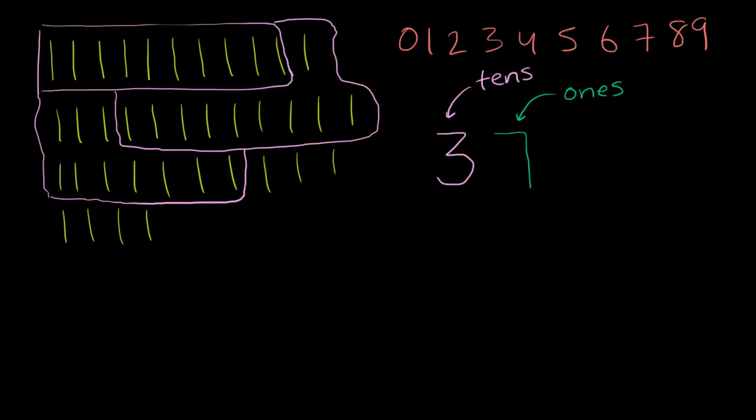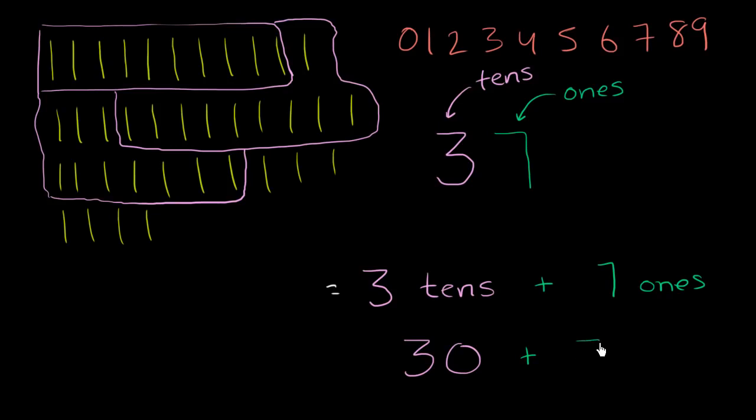So we could rewrite this. This is equal to 3 tens plus 7 ones. Or another way to think about it, what are 3 tens? Well, if we use the same number system to represent 3 tens, you would write that down as 30. And then 7 ones, once again, if you use our same number system, you would represent that as 7. So these are all different ways of representing 37.